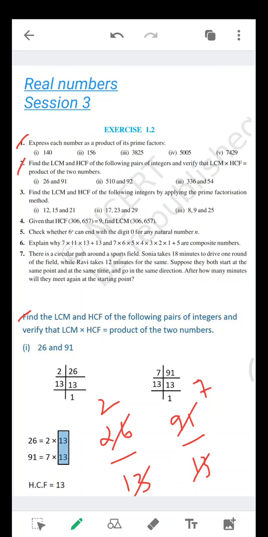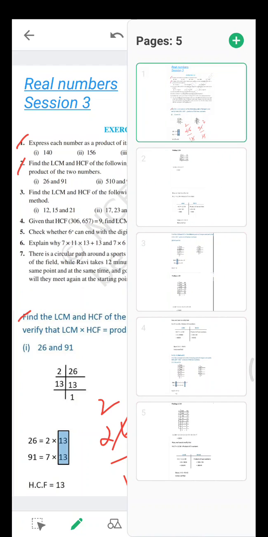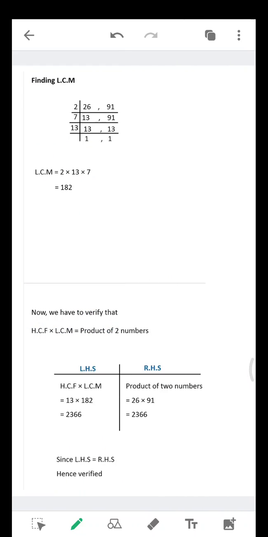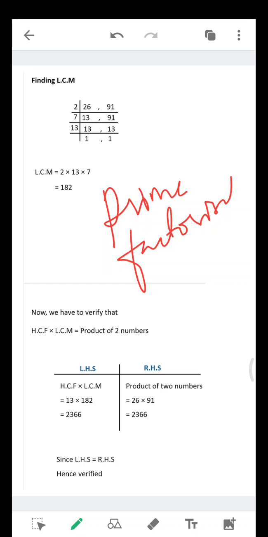Let's find the LCM of 26 and 91 by the division method, then we will verify. You have done this method in your previous classes, so we are finding it by the same method. This is called the division method of finding LCM. There are two methods of finding LCM and HCF. One is the prime factorization method. Another is the division method. We are using the division method here because the method is not mentioned.